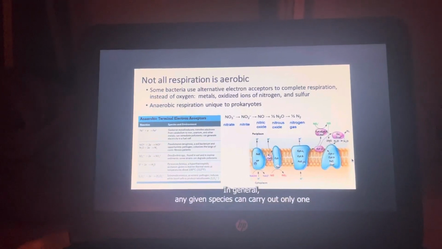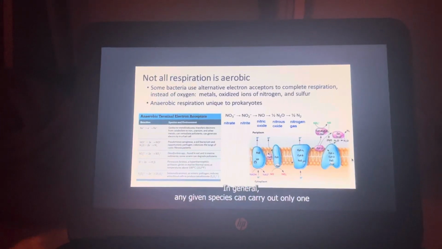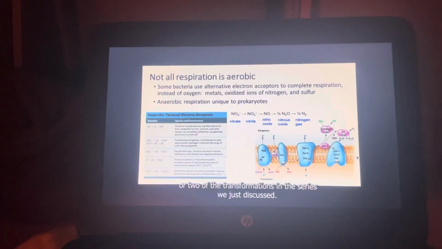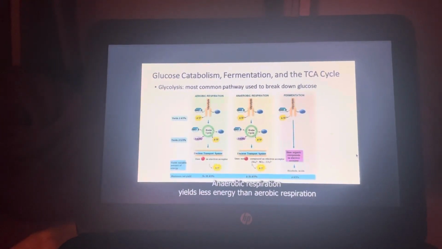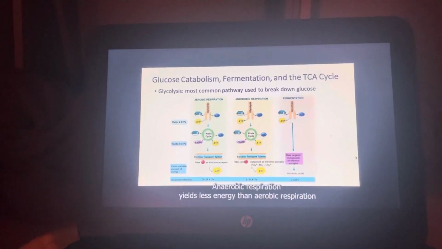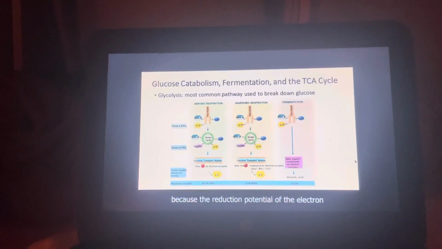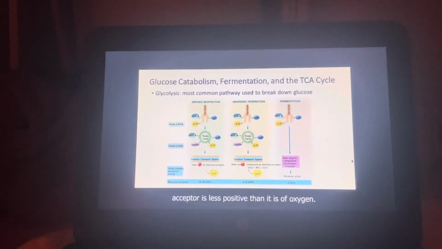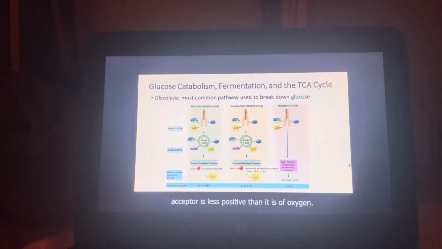In general, any given species can carry out only one or two of the transformations in the series we just discussed. Anaerobic respiration yields less energy than aerobic respiration because the reduction potential of the electron acceptor is less positive than it is of oxygen.